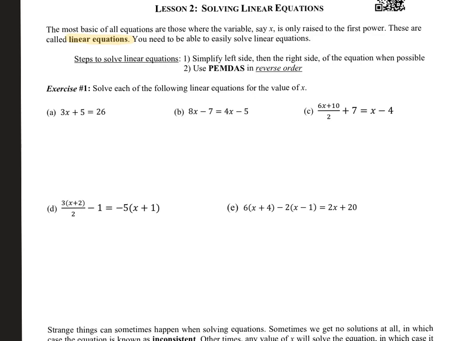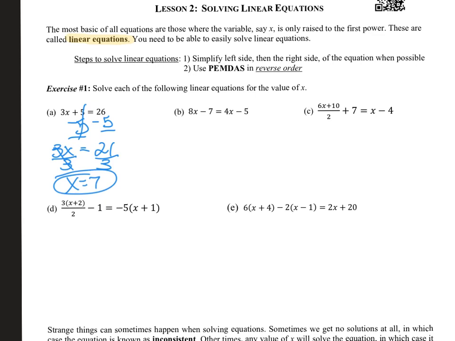So I'm going to subtract the 5 first from both sides. And when I do that, I get 3x equals 21. And then the next thing I'm going to do is divide both sides by 3. And x equals 7. I don't require you to do checks, but if you're not sure, you definitely should substitute that 7 back in and see if you get 26.